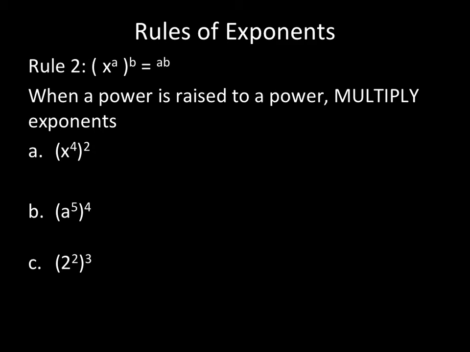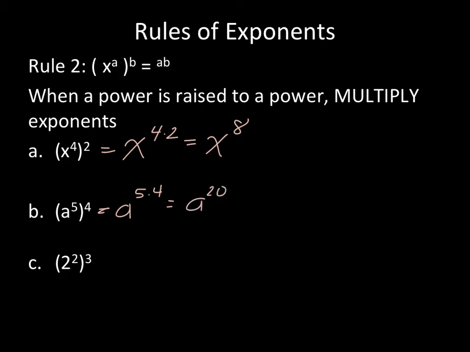The second rule of exponents is the power rule. So when a power is raised to a power, we're actually going to multiply the exponents. So when we're multiplying, add our exponents. When we're raising a power, multiply the exponents. So x raised to 4, all raised to 2, is just going to become x raised to 4 times 2, which is x raised to 8. Same thing, a raised to 5, all raised to 4, is a raised to 20.